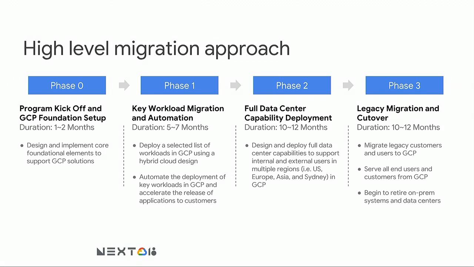For the migration approach, this is an example of how we view the world of complete cloud migration, beginning from building the foundation layer to migrating the key workload to cloud as a hybrid architecture, and building the full data center capability in GCP, and finally moving data and retiring some of those on-prem data centers. Let's double-click on each one of those. Phase 0, this is where we build the core GCP foundational components and validate key assumptions. The goal of this phase is to build the components so that it can be ready for future migration.